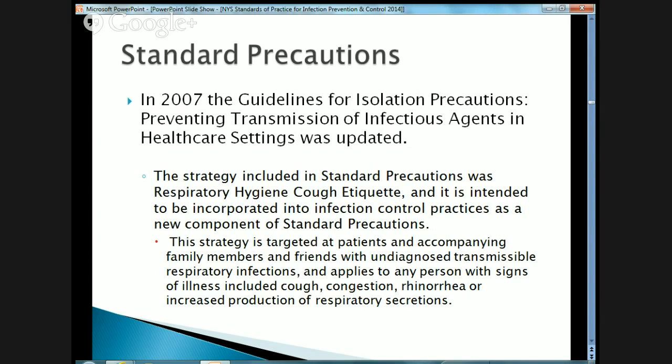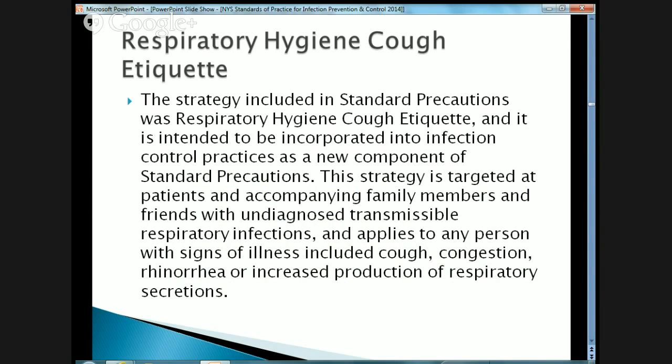In 2007, the guidelines for isolation precautions, transmission of infectious agents in healthcare, were updated, and that included respiratory hygiene and cough etiquette. That strategy is to keep patients and family members with transmissible respiratory infections, people with cough, congestion, running noses, and any increase in respiratory secretions, contained. The strategy is to use respiratory etiquette with standard precautions. So the whole idea is just to keep whatever's coming out contained.